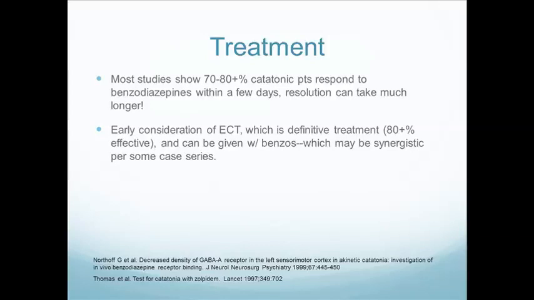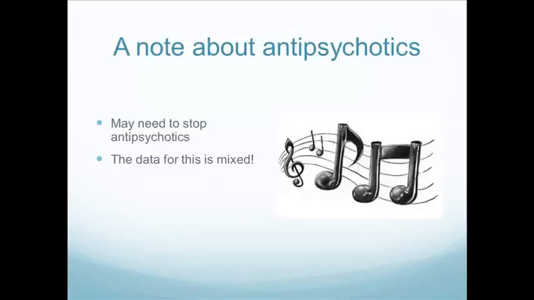What does ECT do to the brain? ECT causes a huge GABA surge. So that's working on the same currency that you see when you're giving people benzodiazepines. A note about antipsychotics, you may need to stop them, and we talked about this if they're on a typical, but the data really is mixed on this.